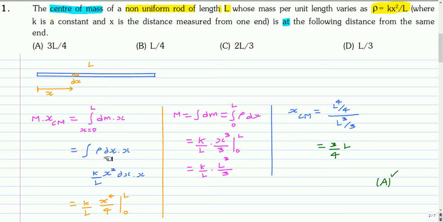And dm is rho into dx, where rho is the linear mass density, which is given as k by L into x square. So integrating, we get x raised to the power 4 by 4, and the limits are 0 to L. To get the total mass of the rod, we have to integrate dm, and dm is rho into dx. So integrating, we get x cubed by 3, and putting the limits, we get this one. So using this, we get the center of mass position as 3 by 4 into L. So it's somewhere here. So the correct option is option E.